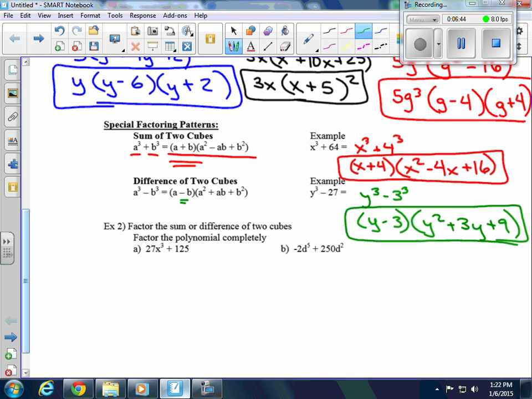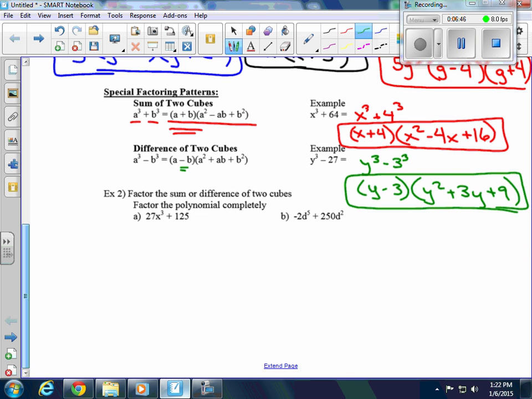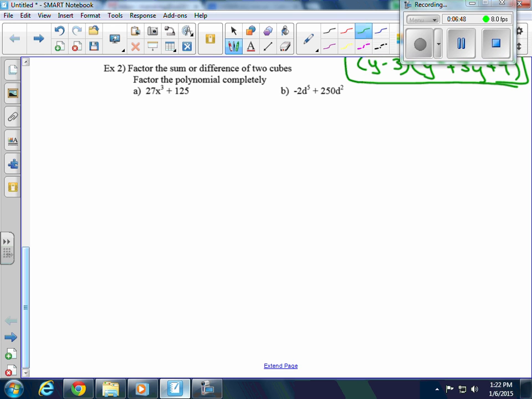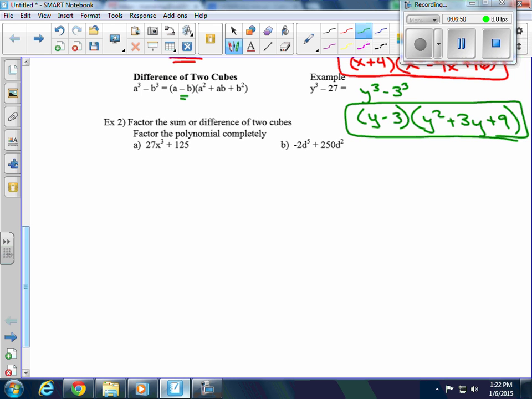So let's look at example 2 to do a couple problems like that. Again, I'm always going to write these in the form a cubed plus b cubed. So I know that 27 is 3 cubed, so it's 3x cubed plus, well, 125 is 5 cubed. So we're going to start by writing a plus b. So that's 3x plus 5.